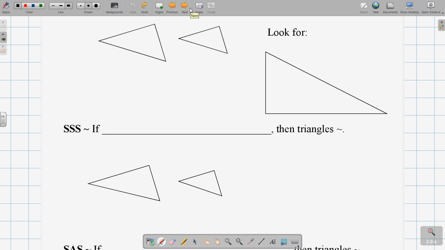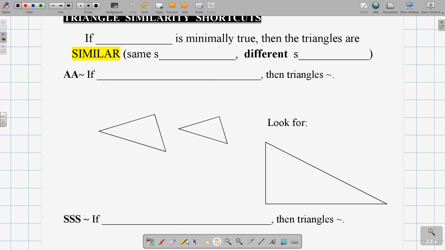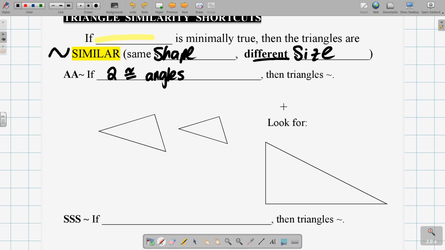What we're going to learn about today is what are the shortcuts for similarity. If this minimal something is true, then the triangles are similar, not congruent, similar. Basic definition of similarity, same shape, different size. The first one is angle, angle similarity, which says if I have 2 congruent corresponding angles, then the triangles are similar. Not congruent, similar. Same shape, different size.